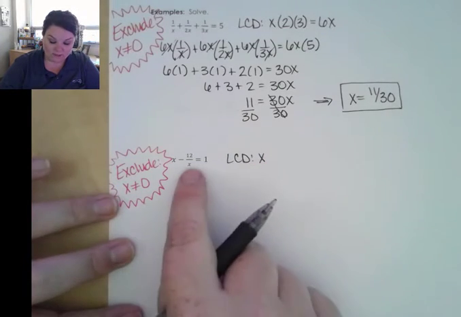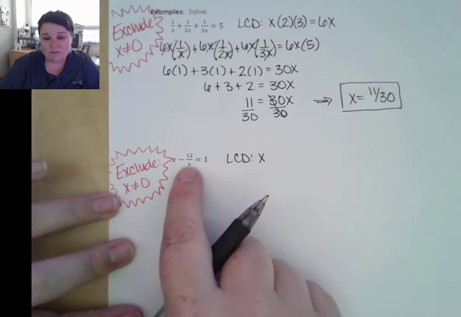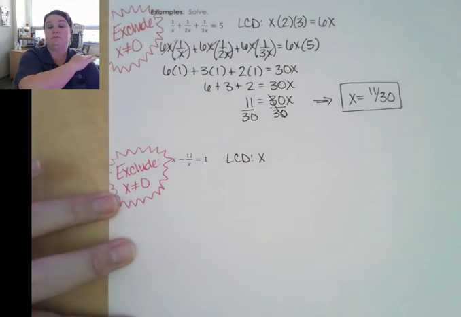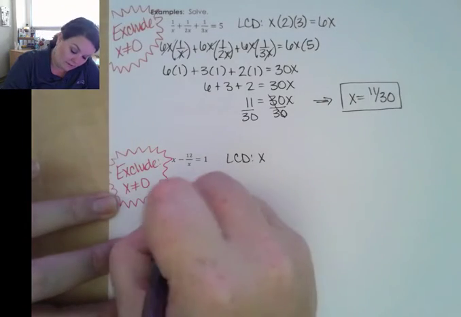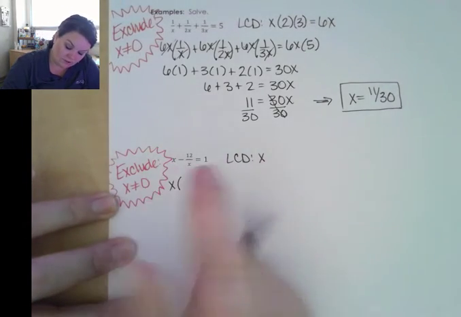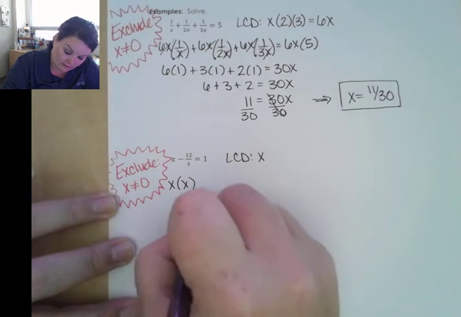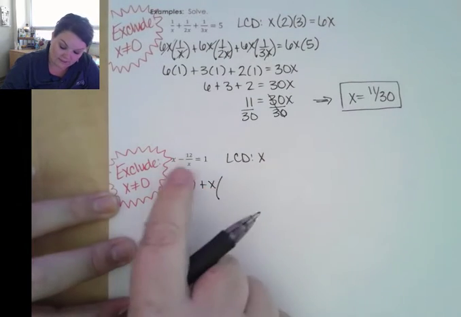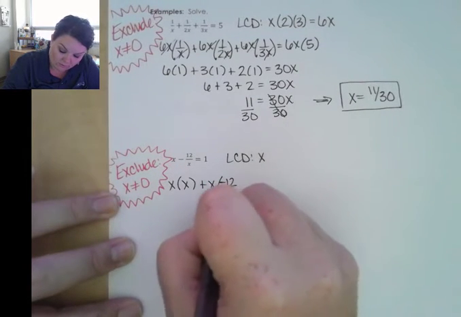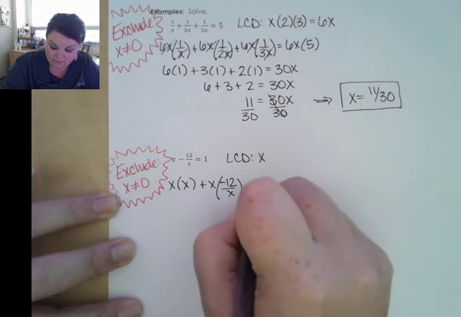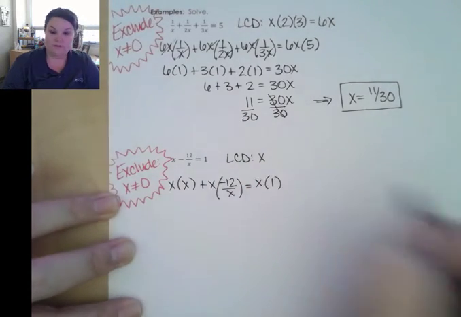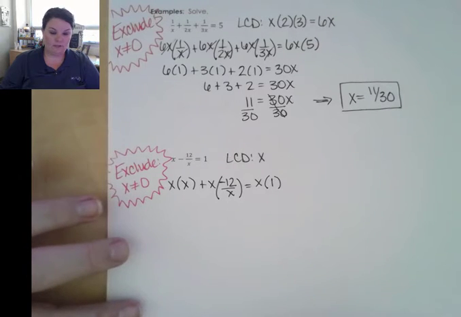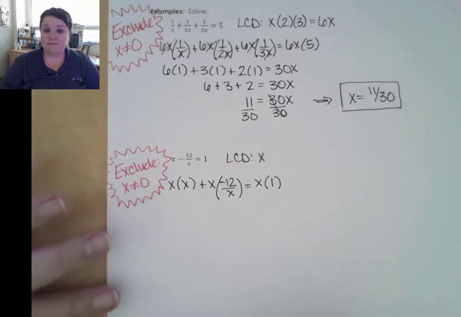Now, even though that will get rid of this one, I can't just multiply one thing by x. I still have to multiply the entire equation by my least common denominator. So I'm going to do x times this first term, which is x, plus x times my next term, which is negative 12 over x, is equal to x times my third term, which is a 1. Okay, all right, and then I simplify.